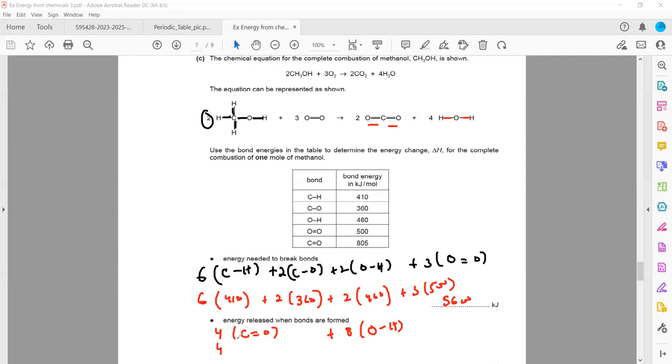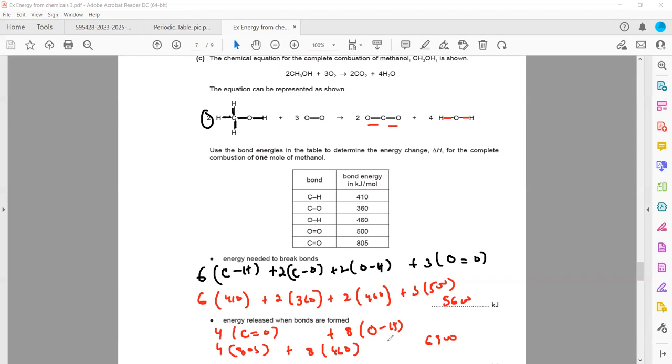So it will be 4 into CO, that is 805, plus 8 into the OH bond, that is 460. When we solve, this will give us the bond forming energy, which is 6,900 kilojoules.